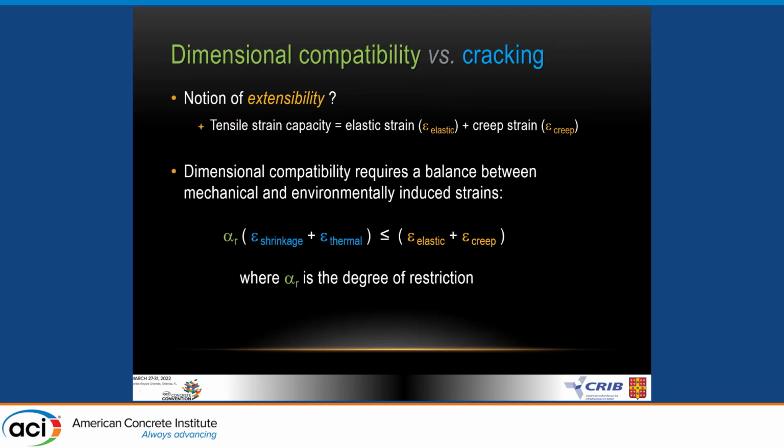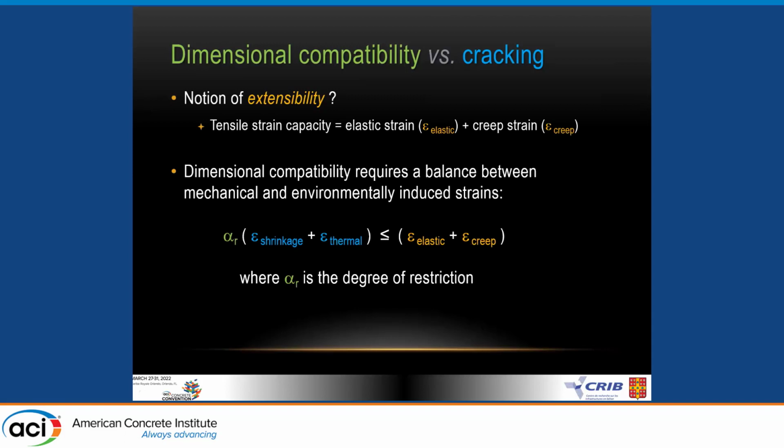So with this, you need to address the notion of, you see in the title, when we address this aspect of repair, this ability to undergo these induced deformations without cracking, we call it dimensional compatibility. And for that, you need to have a material which can extend as much as possible. And this extensibility comes from the elastic strain as well as the creep strain. So in tension, those two components add up, and it defines the ability of the material to be strained before cracking.